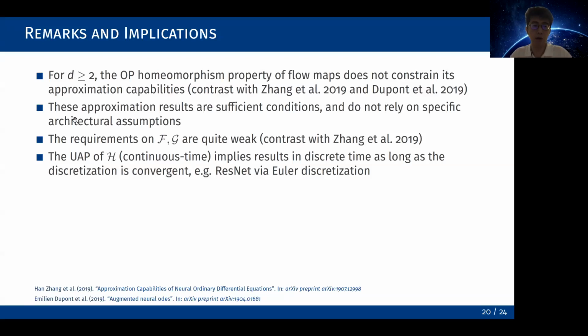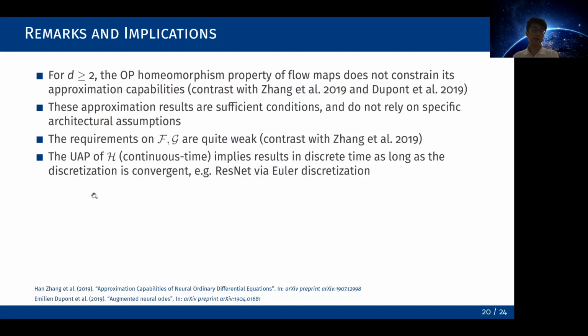And here again, I already said these approximation results are sufficient conditions, that they don't rely on explicit architectures, and the requirements on F and G are quite weak. Okay, so prior work studied the approximation capabilities of such dynamical systems, but there it was required that this F control family itself is a universal approximation class, which we do not assume here. And I think this is an important point, because you want the approximation power to come from composition, not from the power of each of the controls in the first place.